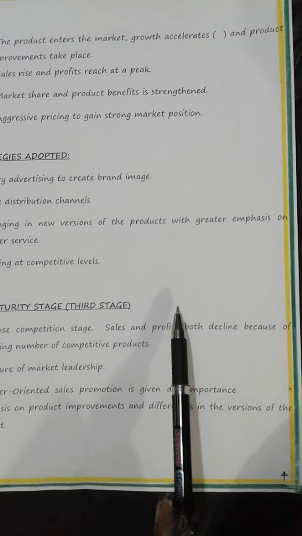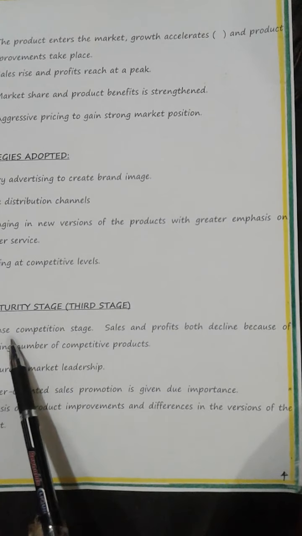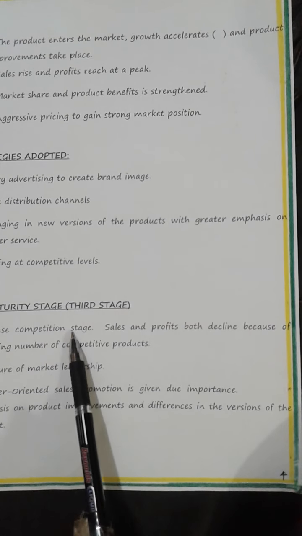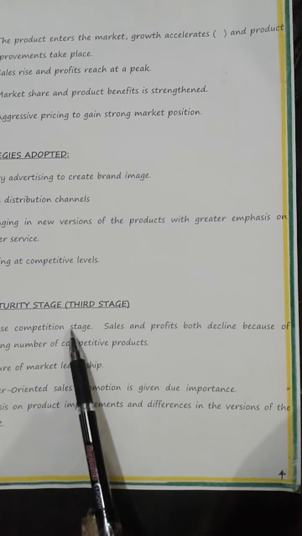In the maturity stage, we've got 6 points to cover and 3 points on strategies. First, let's start with a negative point: the intense competition stage. What is the third stage? Intense competition stage, because there are a lot of responsibilities. So say you're a mature person, you should understand your responsibility and keep up the accountability. Same way, the product has immense pressure during the maturity stage.